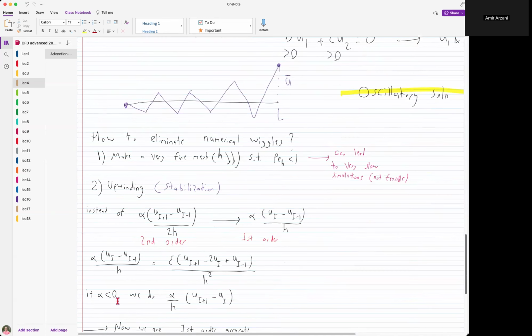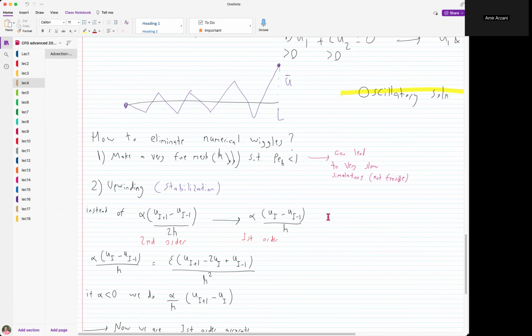Now, if alpha was negative, if your velocity was from right to left, then you would use what's known as downwinding instead of upwinding. So here you would have u_{i+1} minus u_i, because information propagates from the node after i to i, because the flow is from right to left. And if you have a multi-directional flow, the practice is that you can switch between upwinding and downwinding based on the streamline direction.